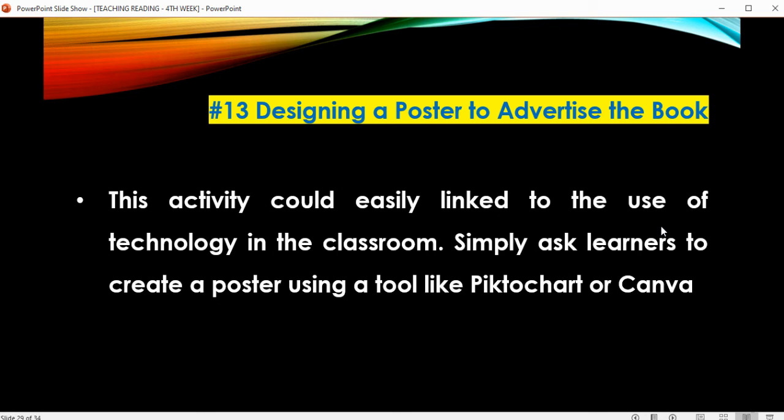Here you have as examples Piktochart or Canva or Genially. There are different web pages where you can create posters, right? Or also graphic organizers. You could use a lot of different tools to create this. But if you don't have this opportunity, you could do it as we usually do, using some cardboards, papers, colors, markers, pictures. You create your poster, all right? To advertise the book or the text that they are reading.